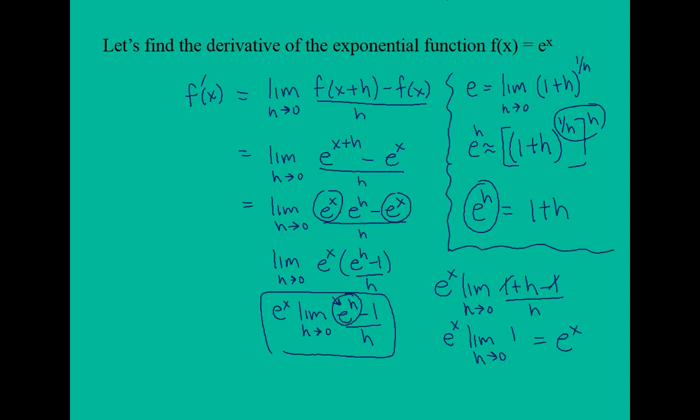So what did we just find? We were looking for the derivative of this function e to the x, and what did we get? We have e to the x. So in conclusion, if we have a function e to the x, we just found that the derivative of e to the x is e to the x.